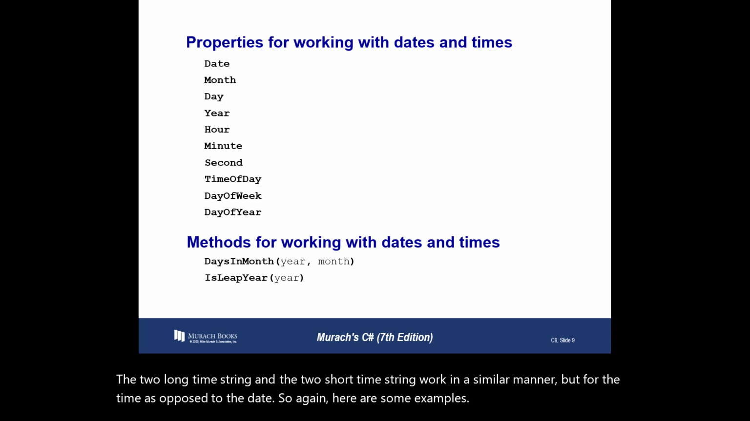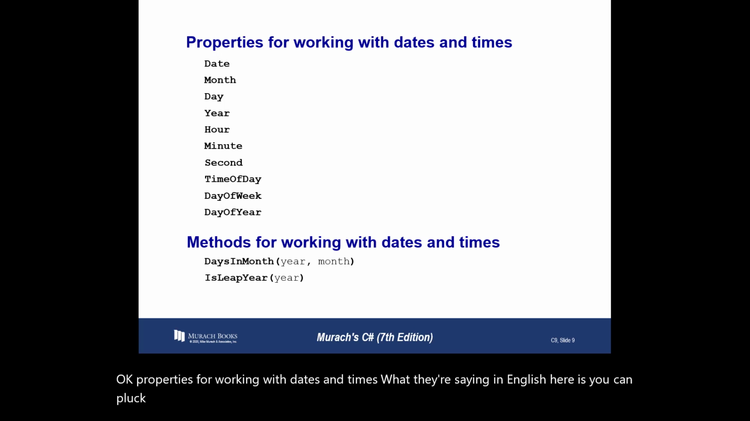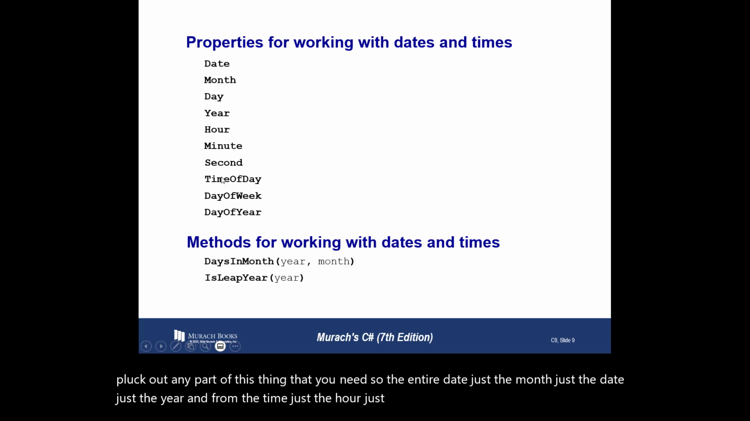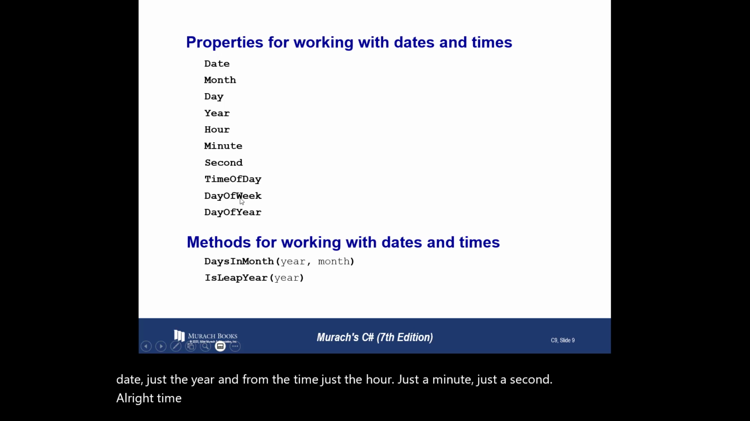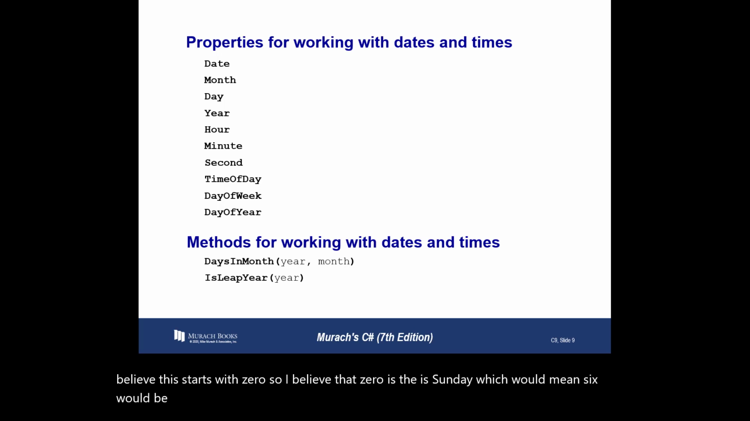Properties for working with dates and times. What they're saying in English here is you can pluck out any part of this that you need: the entire date, just the month, just the day, just the year, and from the time, just the hour, just the minute, just the second. Then time of day and day of week. I could be wrong on this, but I do not believe that I am. I believe this starts with 0, so 0 is Sunday, which would mean 6 would be Saturday, 0 through 6.